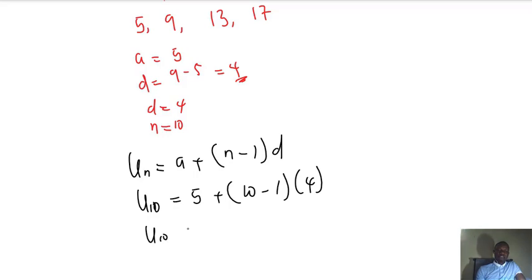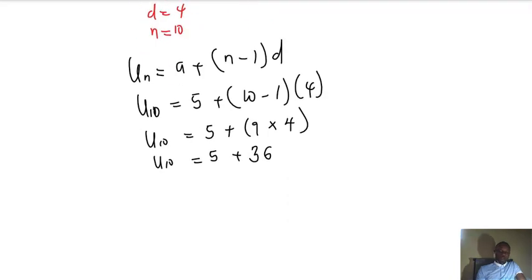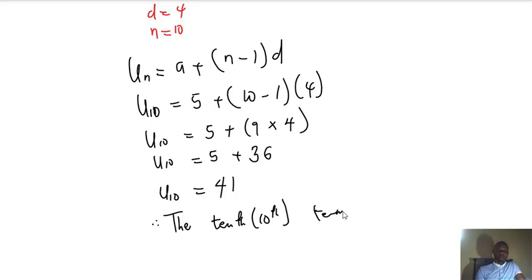So we have u10 is equal to 5 plus 9 times 4. 9 times 4 will give us 36. So we have u10 to be equal to 41. So therefore the 10th term is 41. The 10th term is 41.